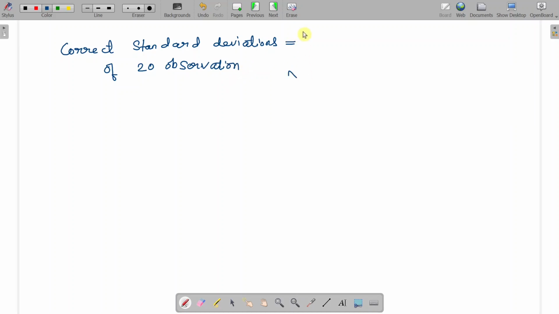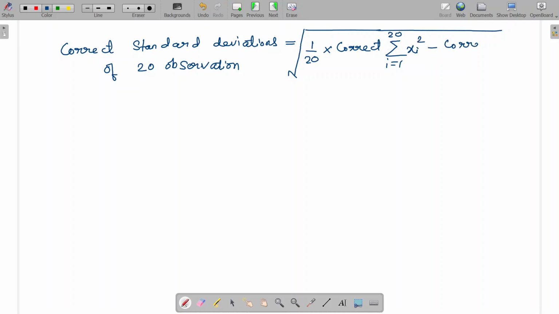So this will be equal to root of 1 by n, so 1 by 20 into summation i going from 1 to 20 xi square, minus the correct mean, the whole square. Okay, so first let us find out the correct summation i going from 1 to 20 xi square.